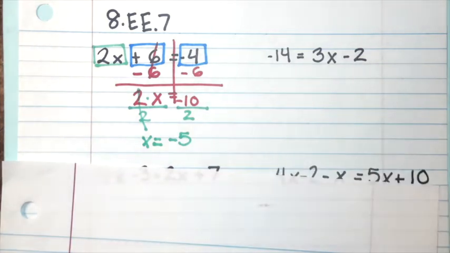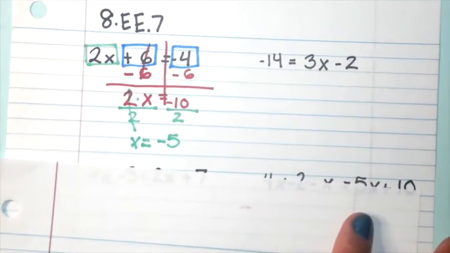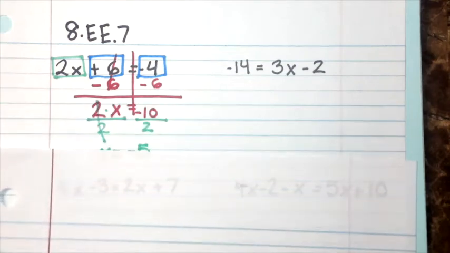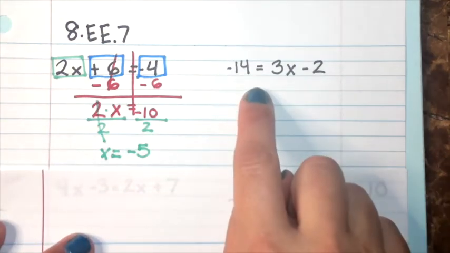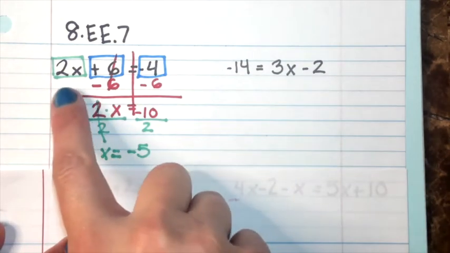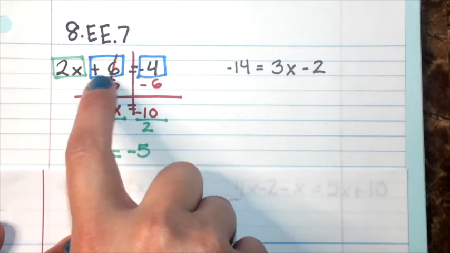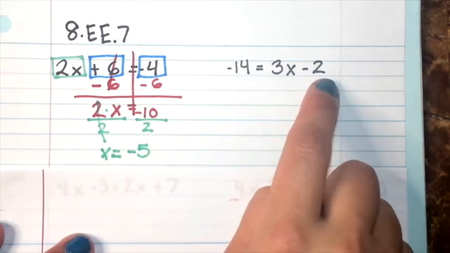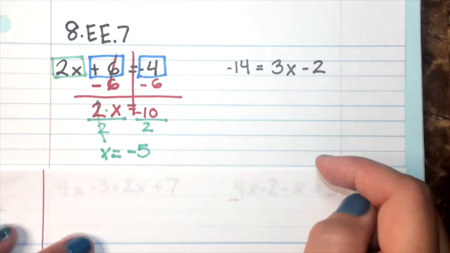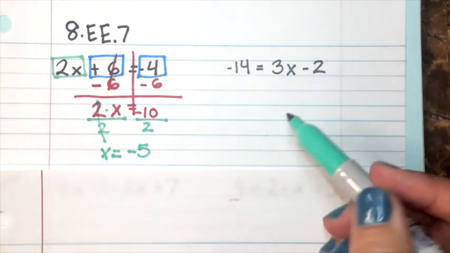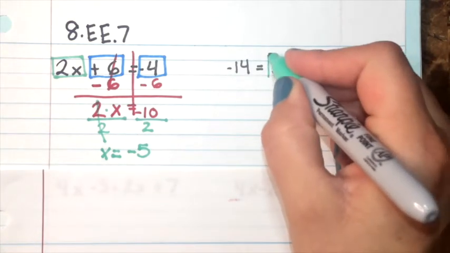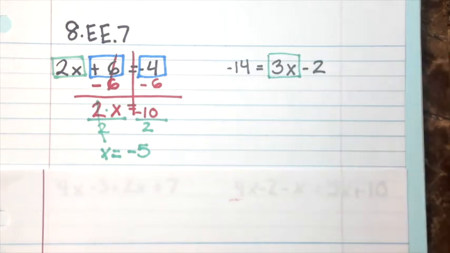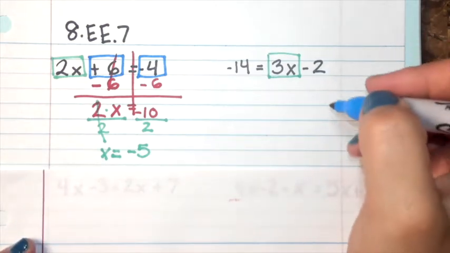Now let's switch it up a little bit. What if we're given this problem right here? It's not written with the x on the left side. It's not written with the x on the right side. Does it matter? No, it does not at all. So do we have any other numbers with the x? No, we do not. So there are no like terms for the x to be combined to.